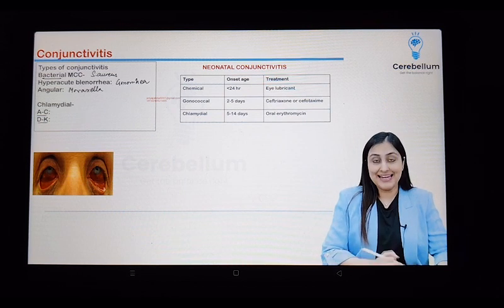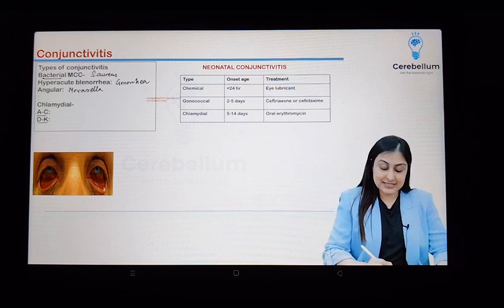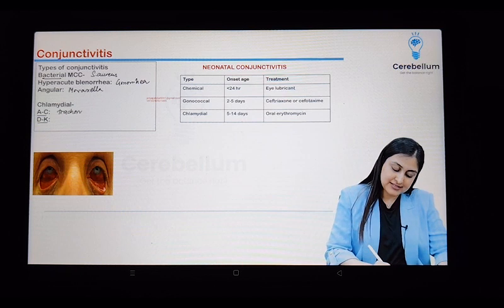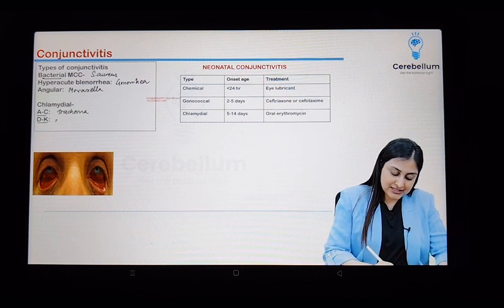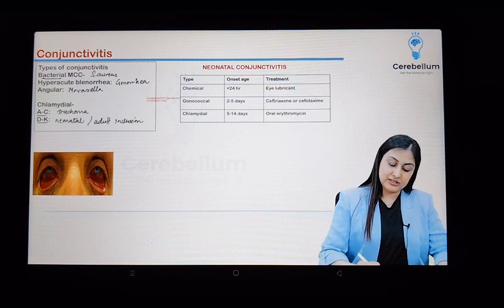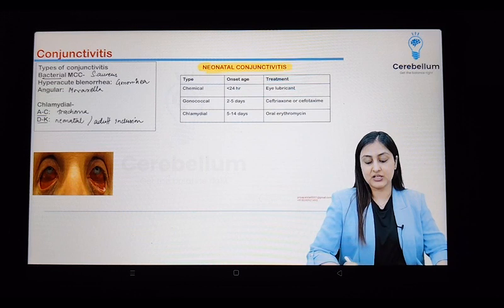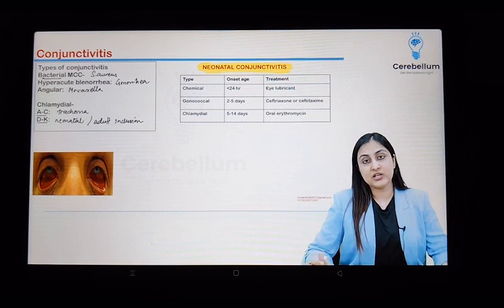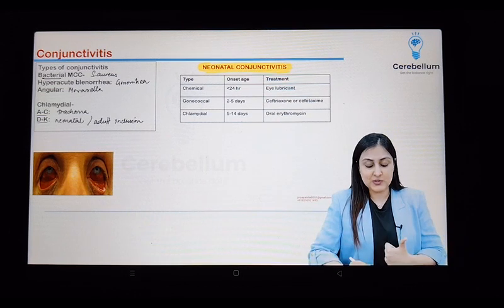So when we have chlamydia A to C strain, that is trachoma, whereas chlamydia D to K strain will cause either neonatal conjunctivitis or adult inclusion conjunctivitis. So with this, we go to the approach to neonatal conjunctivitis. A neonate presenting with conjunctivitis, 3 DDs, time is what is very important.